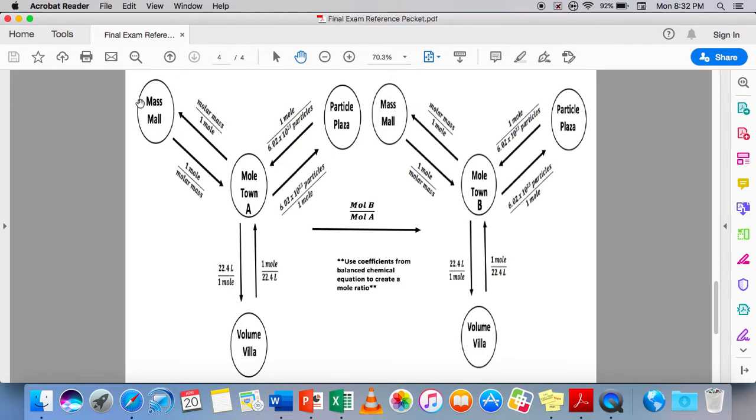We're going to start at mass mole A all the way to the left. Our first step is to get to mole town A. Our second step is to get from mole town A to mole town B using our mole ratio, and then take this one final path up to get to mass mole B. So this is why it's so important to have this mole map, because you're always going to have access to it. You're always going to be able to look at it.